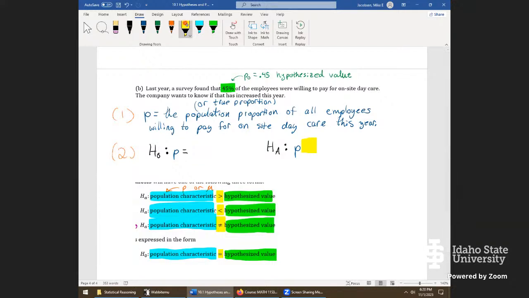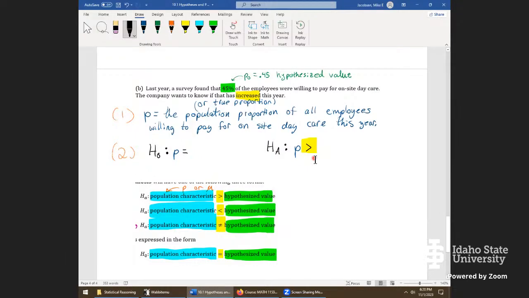I agree, yes. The key word would be that right there. If they said increased, we're testing if P has increased by putting in the greater than symbol. Good eye on that one. We have to use greater than for this hypothesis. Does that make sense to everyone? The equal versus the greater than here?